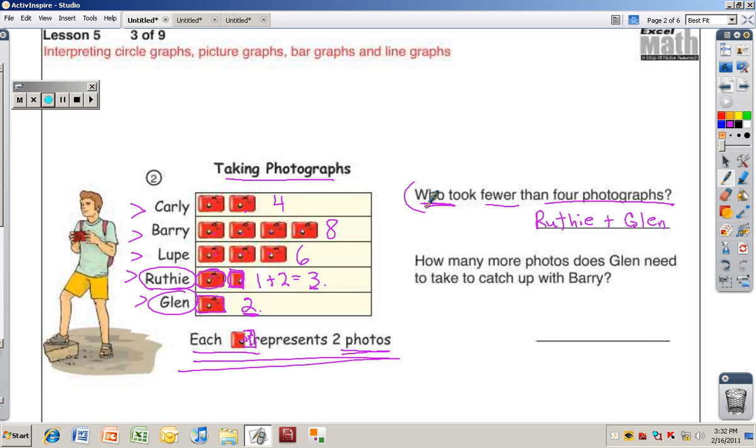The next one says how many more photos. Let me double check that. Yeah. How many more photos does Glenn need to take to catch up with Barry? So if Glenn has taken 2 and he wants to catch up with Barry, he's taken 8, and so to catch up would have to take 6 more. So the correct answer is 6 photos. Now be careful on your labels. You always need to put labels with word problems. And the question says how many more photos, and so the answer is 6 photos.